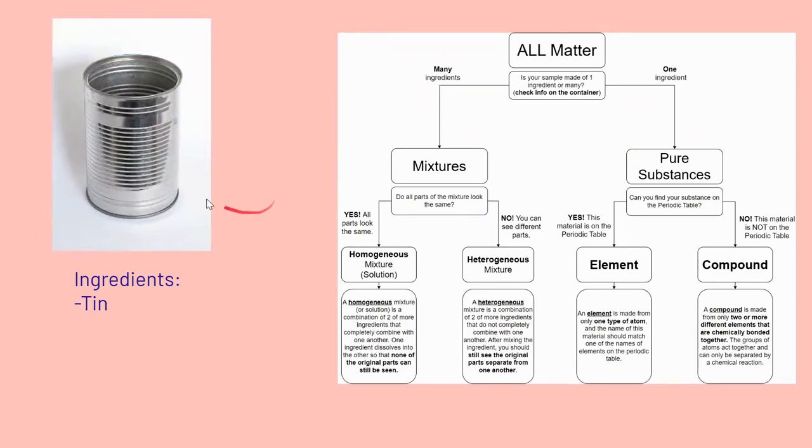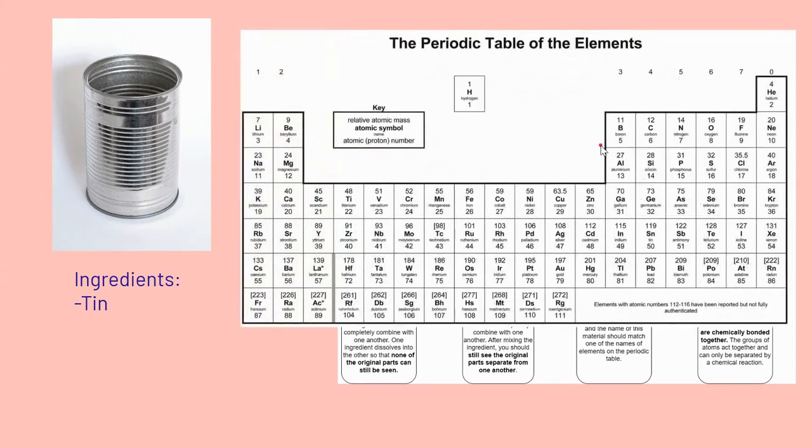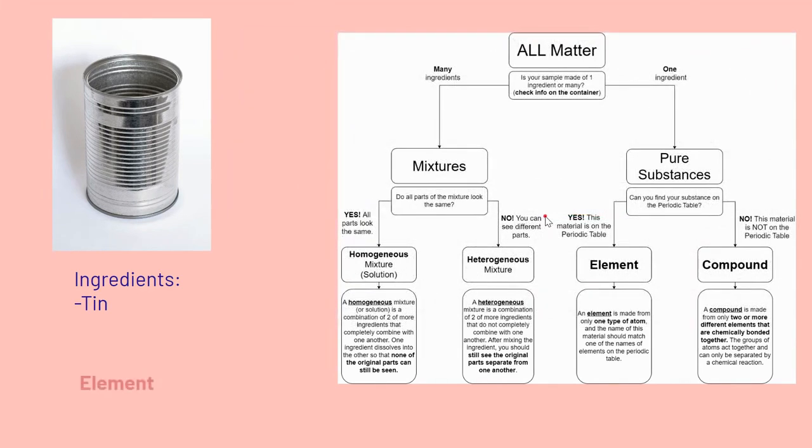On to our next one. I have this tin can here, and it only has one ingredient, tin. So I'll start at the top of my chart. I'll follow the right path because I only have one ingredient. And now I have to look on the periodic table to see if I have an element or a compound. If I bring up my periodic table and I scan it for a little bit, I can find tin right down here at number 50. Therefore, tin is indeed an element because I can find it on the periodic table.